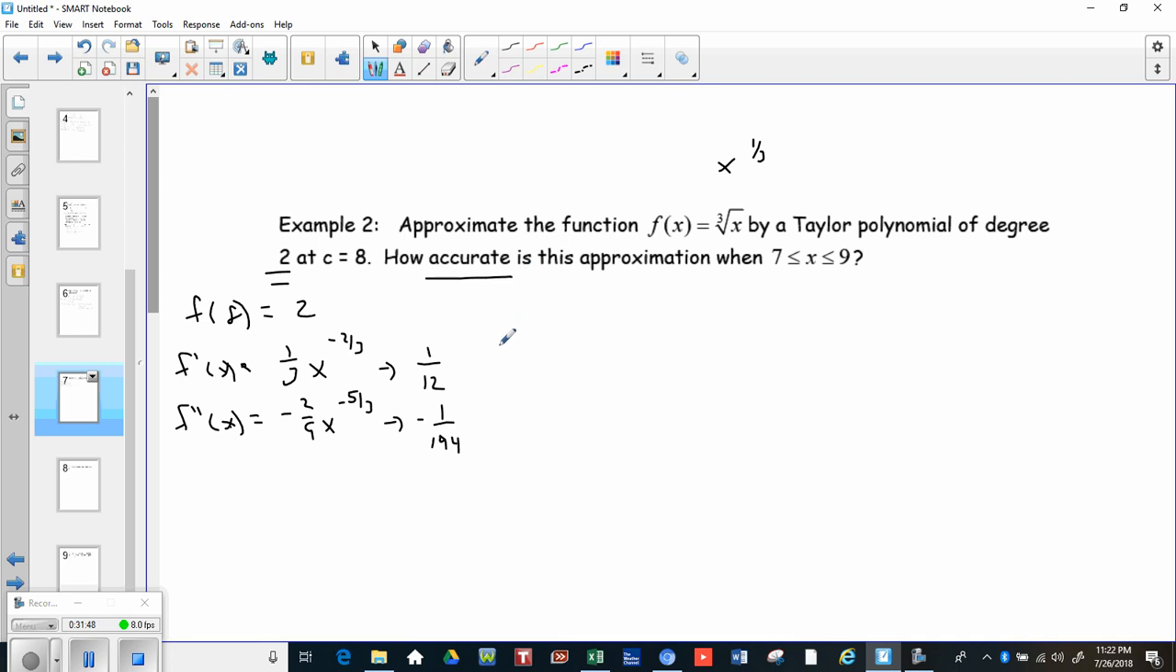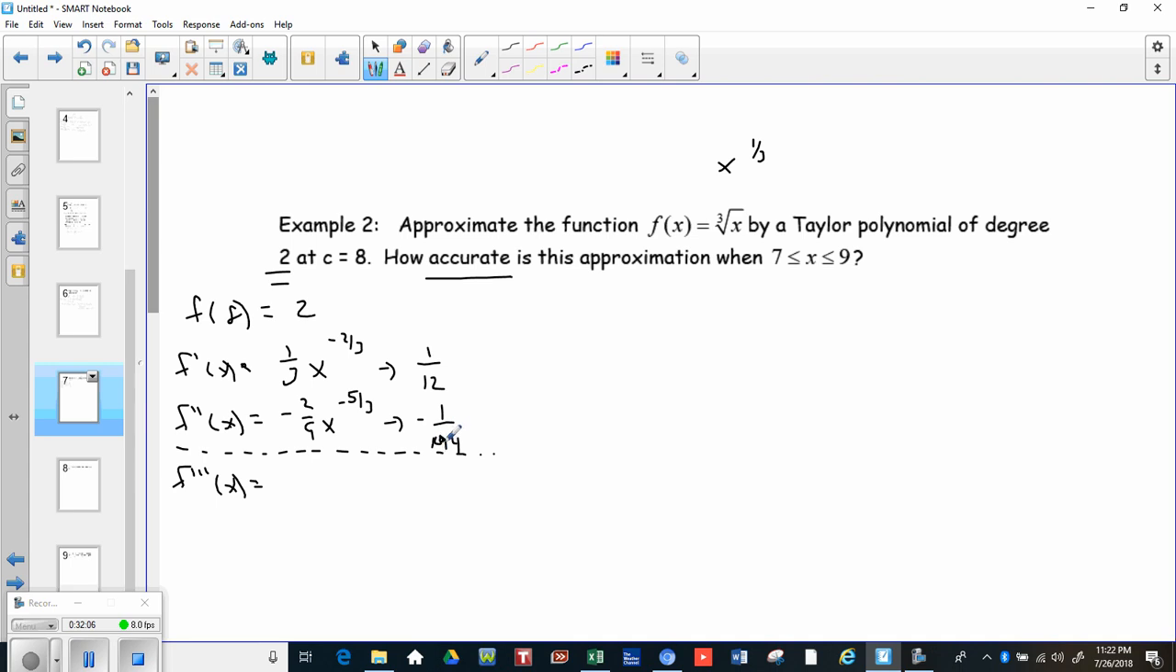Now, I know we're going to need this later because it is asking us how accurate the approximation is. So that means we need to find the error bound. We need the next derivative. Remember, that's that M part. So we need the third derivative evaluated at 8 as well. That is not going to be part of the polynomial. It's going to be part of our error.